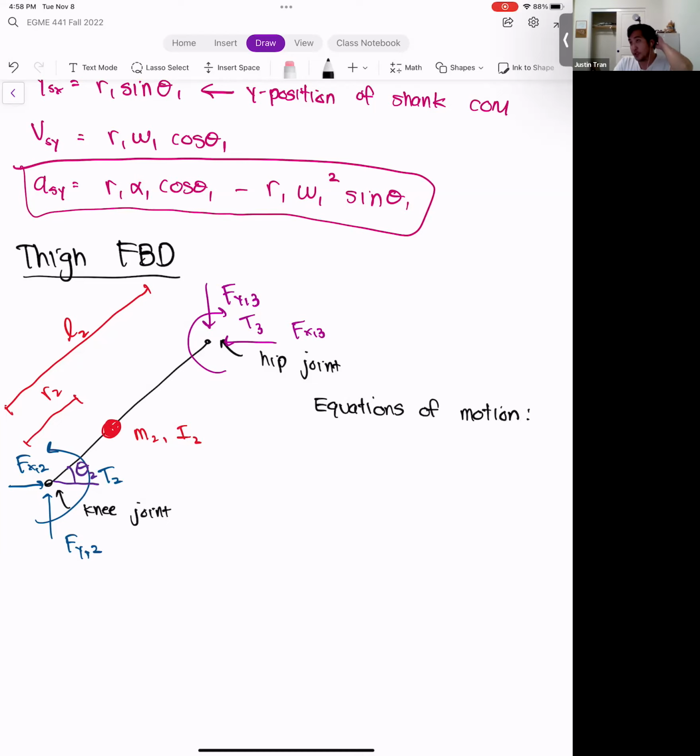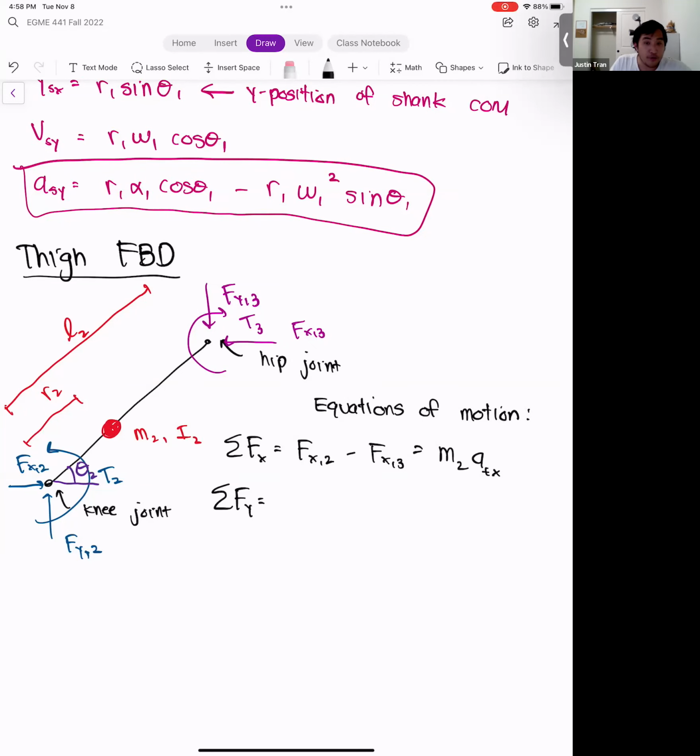Okay, so we're going to sum up the forces in the x direction, sum up the force in the y direction, and sum up the moments around the center of mass. All right, so the sum of the force in the x direction, we have Fx2 minus Fx3. This is equal to M2 ATX, where ATX here is the acceleration of the thigh in the x direction.